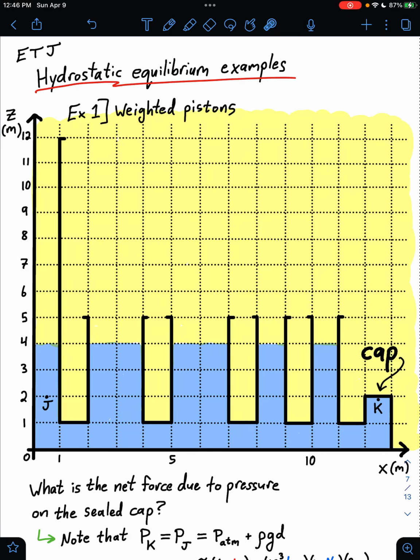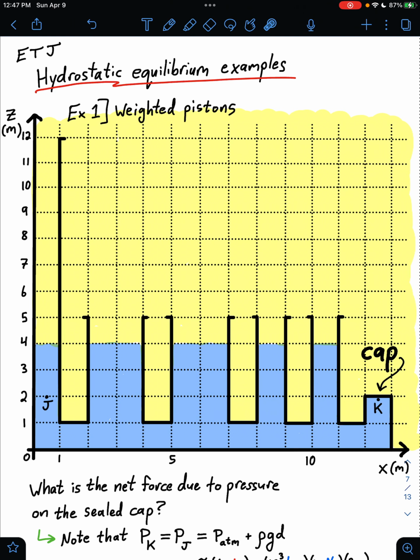Let's apply what we know about fluids in hydrostatic equilibrium to a series of examples. There will be points when I ask you to pause the video and work something out for yourself, so be ready for that. All right, first example, we've got a set of cylinders here filled or partially filled with water, all connected here below, so it's one single fluid.